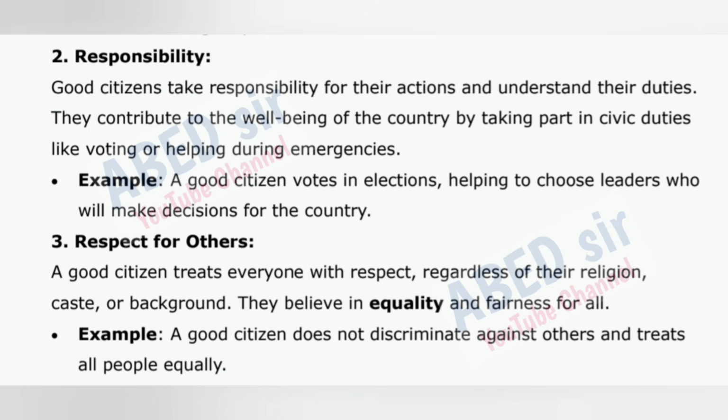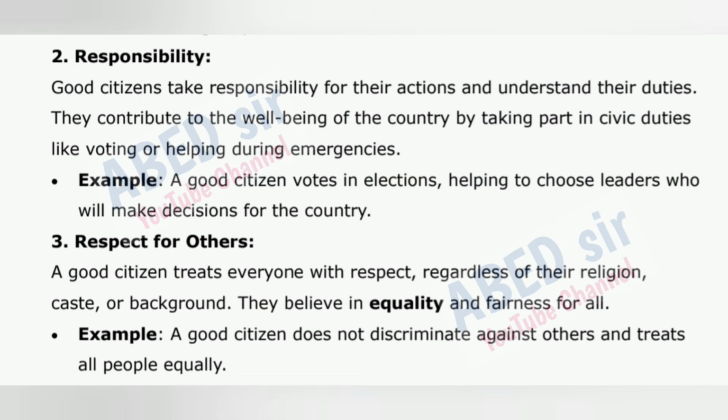2. Responsibility. Good citizens take responsibility for their actions and understand their duties. They contribute to the well-being of the country by taking part in civic duties like voting or helping during emergencies. Example, a good citizen votes in elections, helping to choose leaders who will make decisions for the country.